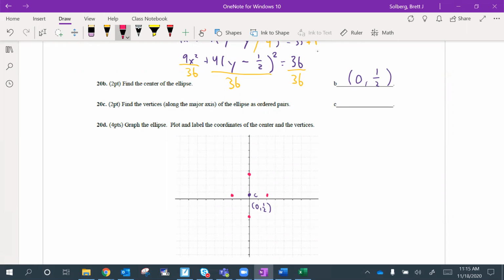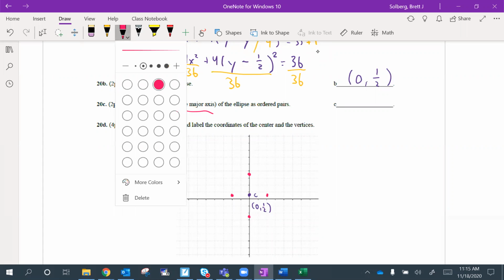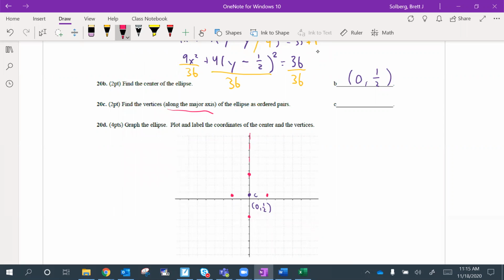All right, so now I want to label these because it asks me to label them, okay? And one thing to point out, find the vertices along the major axis. So it's basically saying we don't need to know the co-vertices. So guys, was this opening up more on the X or the Y? It was actually along the X axis. This line right here would be our major axis, and that's where the foci are going to be located.